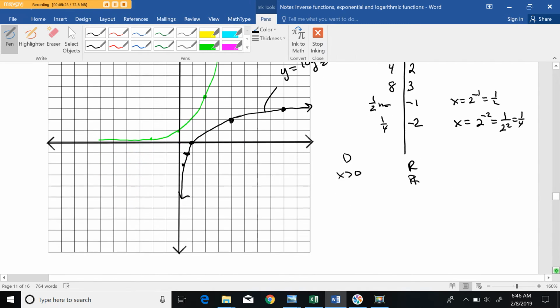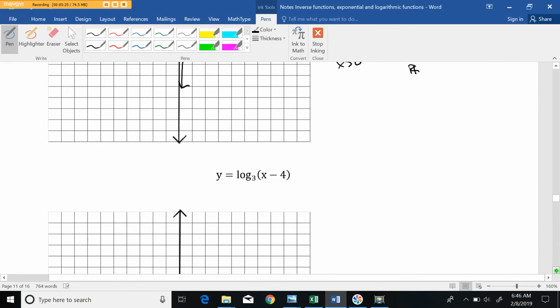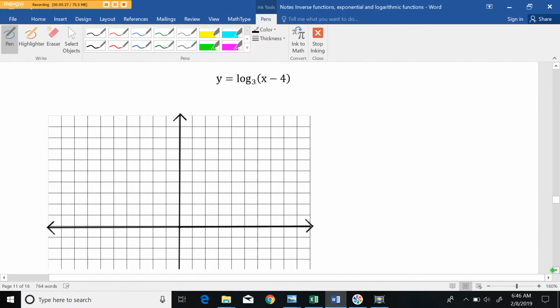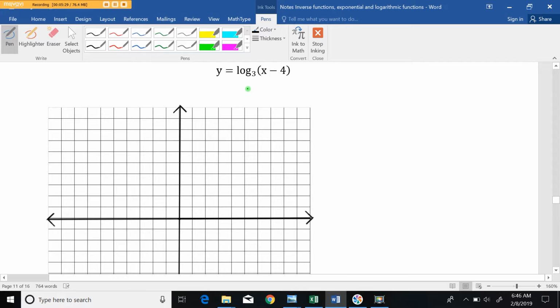Let's take a look at another one here. All right, this one's got a little more going on, but not a ton more. First step in graphing it, let's write this as 3 to the y equals x minus 4.